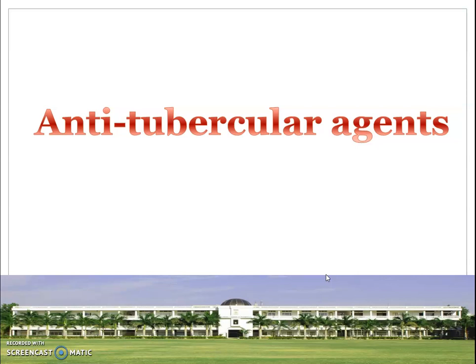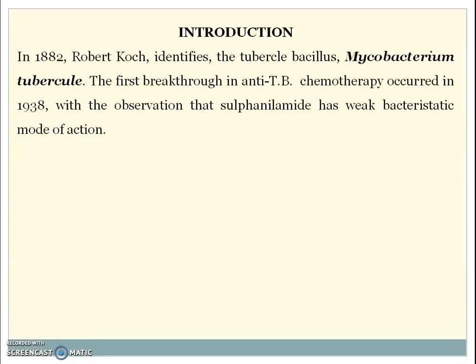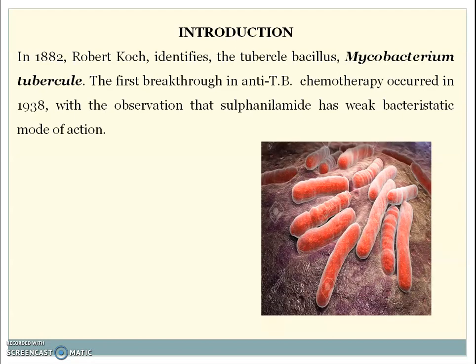I am here to discuss antitubercular agents. First we'll go through the definition of antitubercular agent. In 1882, Robert Koch identified the tubercular bacilli, that is Mycobacterium tuberculosis. The first breakthrough in antitubercular chemotherapy occurred in 1938 with the observation that sulfanilamide has a weak bacteriostatic mode of action.